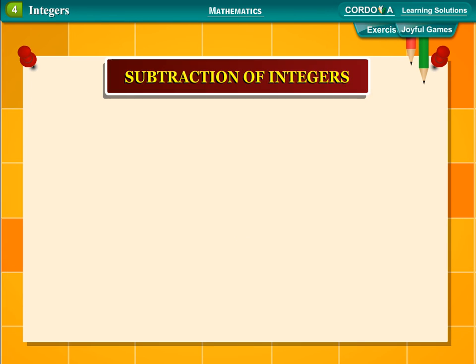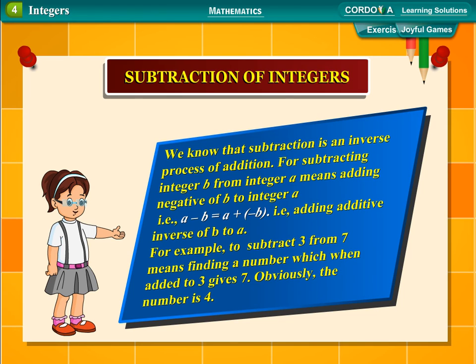Subtraction of integers. We know that subtraction is an inverse process of addition. Subtracting integer b from integer a means adding negative of b to integer a, that is, a minus b is equal to a plus minus b, that is, adding additive inverse of b to a. For example, to subtract 3 from 7 means finding a number which when added to 3 gives 7. Obviously, the number is 4.